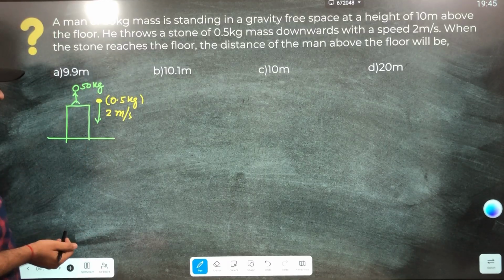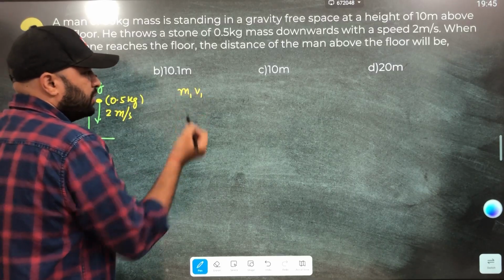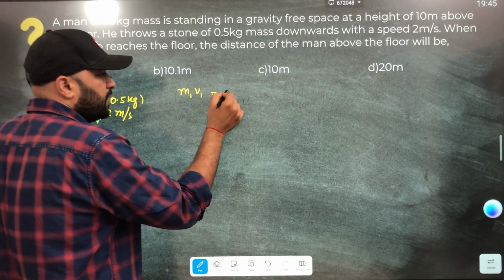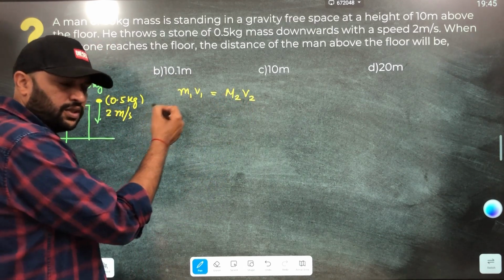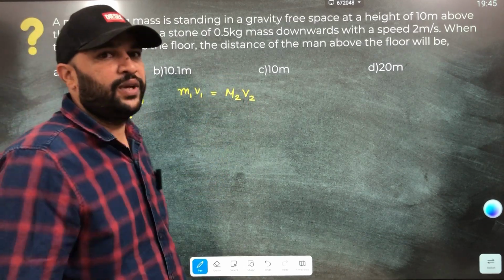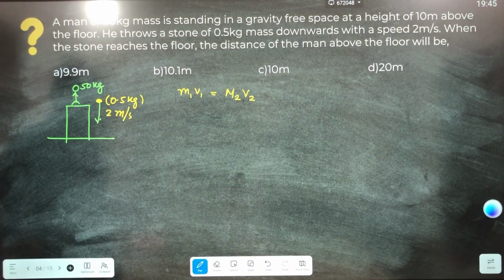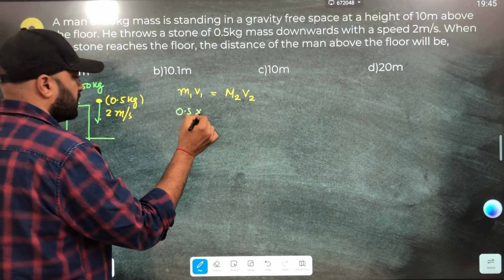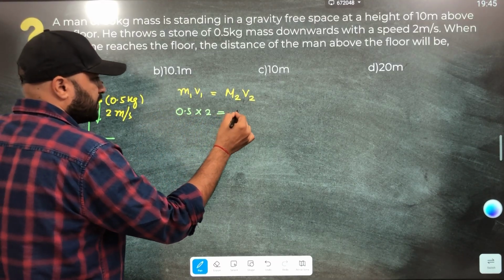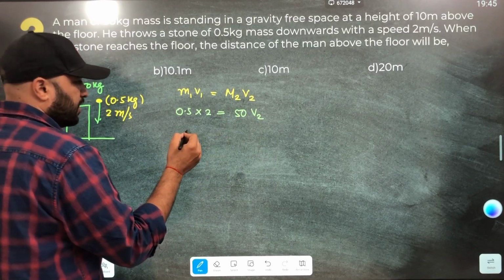So if we conserve the momentum, m1 v1, what is m1? Mass of the stone. Velocity of the stone should be equal to m2 v2. What is our m2? Mass of that person, and v2 the velocity it will acquire while going up. It's a gravity-free zone, so there is no acceleration. So what is m1? Mass of the stone is 0.5 kg, and what's the velocity? 2. Mass of this person 50, and what's the velocity of this person? v2. Let's take 50 on the other side.